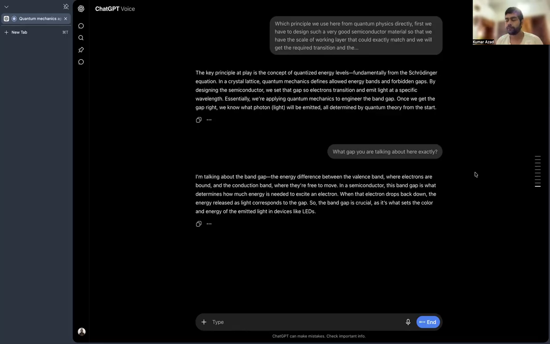Okay, let's talk about an example from LED in today's world. Which material they use and what are the parameters they observe? How do they experimentally and theoretically work on those principles to make an industry-ready product?